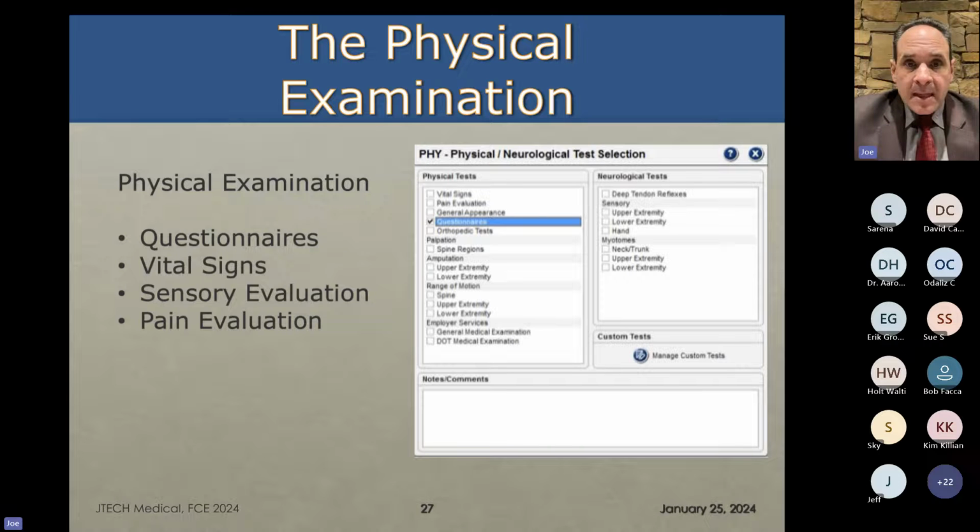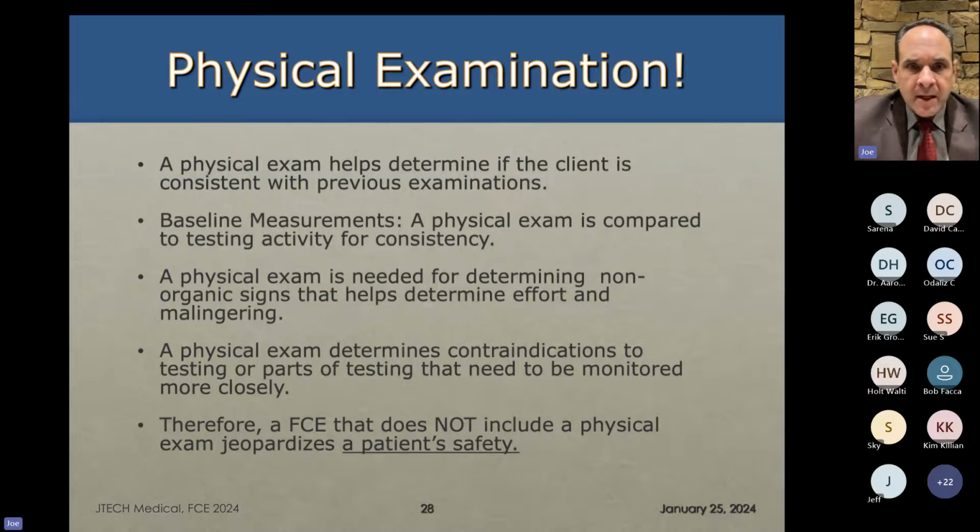So again, the physical examination, done well, is a crucial part of your FCE evaluation. Why is a physical examination important? Besides what I just said, it helps determine the consistency of non-organic signs. Is it consistent with your previous examinations or examinations from other providers? Baseline measurements: you're comparing whether the physical examination was consistent with the testing components such as range of motion or strength testing. As I just mentioned, it's used to determine non-organic signs. Is it consistent with the diagnosis of what they're there for?